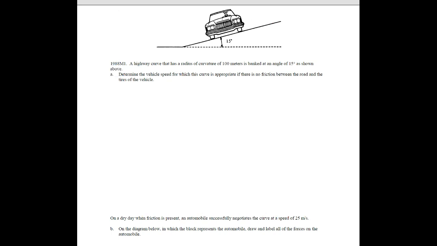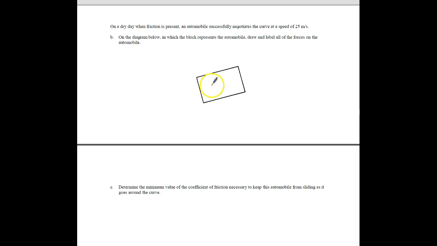Let's go ahead and take a look at the second part of the problem. It says, on a dry day when friction is present, the automobile successfully can negotiate this at 25 meters per second. And so they want us to draw all the forces on the automobile now.